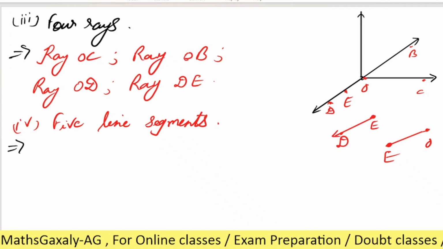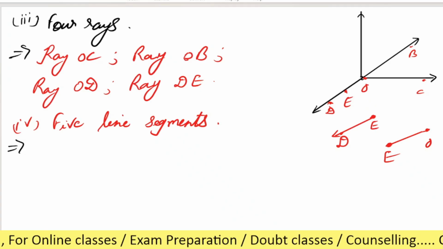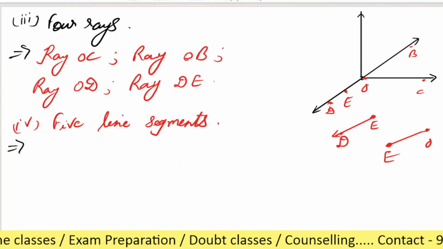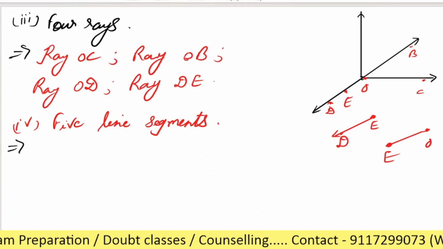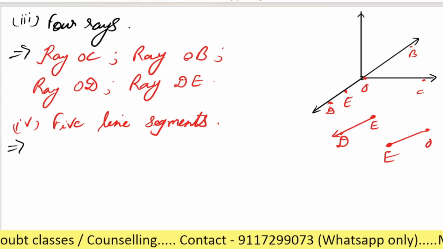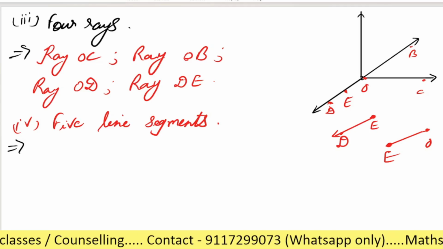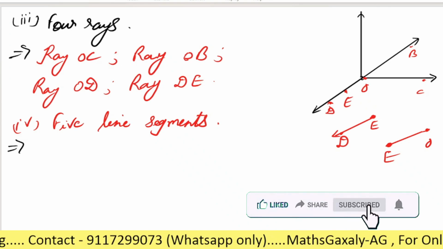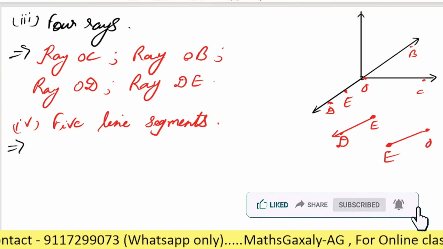Here we can say OB. So when we take OB, OC or OD like this, you can see one of the ends has an arrow, right? Or one end has an extended side, right? At that time we do not consider the extended side. At that point we have to consider it as an end point.